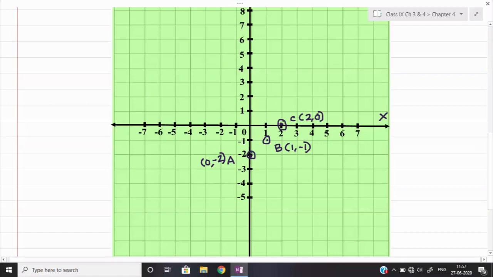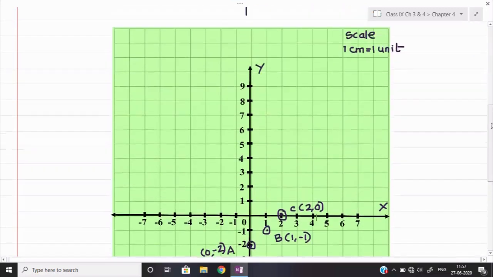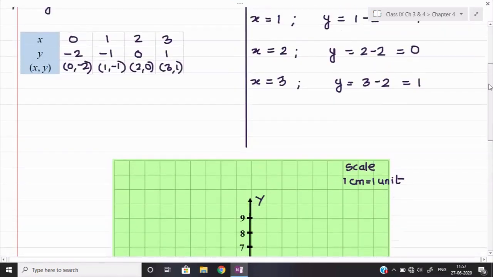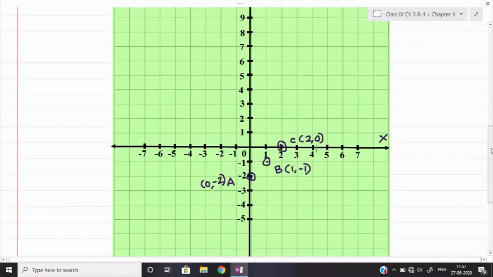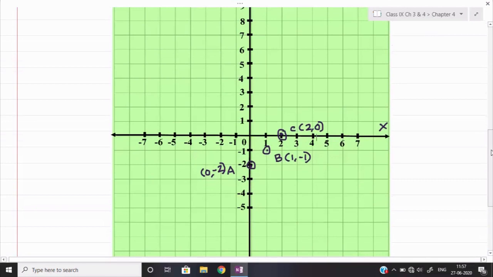Now the last point we shall talk about. I think the last point is 3 comma 1. Let us check once. Yes, 3 comma 1. So x equal to 3. See where x equal to 3 is coming. On the x-axis, 3 is coming here. X equal to 3 and y is equal to 1. It means we can mark the point at this place. This is my point D, that will be 3 comma 1.